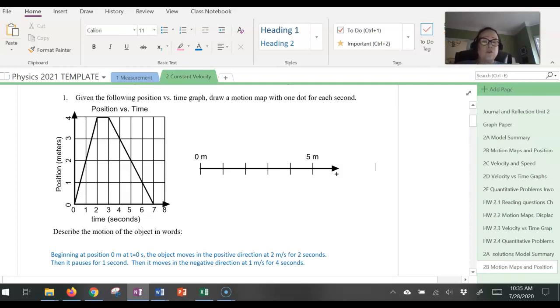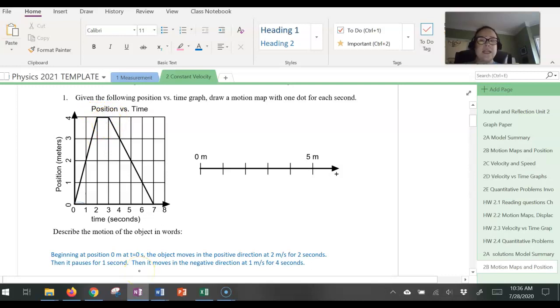Okay, so first, the object moves in the positive direction at 2 meters per second for 2 seconds. And I can tell that because in the first second, when I've gone over 1 second, the position has moved from 0 to 2. So in that 1 second, it moved 2 meters. That's 2 meters per second. And it had that type of motion until it reached time 2. Then it pauses for 1 second, and I can see the pause because it stays at the same position, 4 meters, from time 2 to time 3.